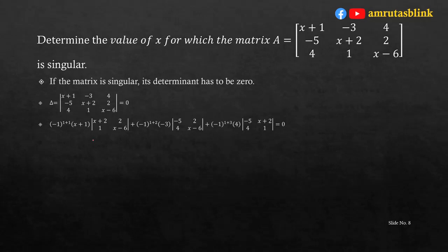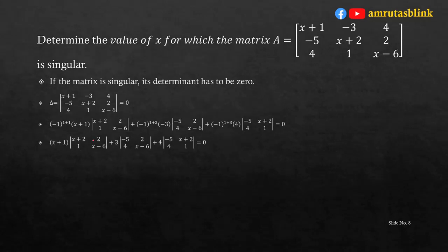So minus 1 raised to 1 plus 2 into minus 3 into determinant minus 5, 2, 4 and x minus 6, plus the first row third column element is 4, hence minus 1 raised to 1 plus 3 into 4 into determinant minus 5, x plus 2, 4 and 1 is equal to 0.